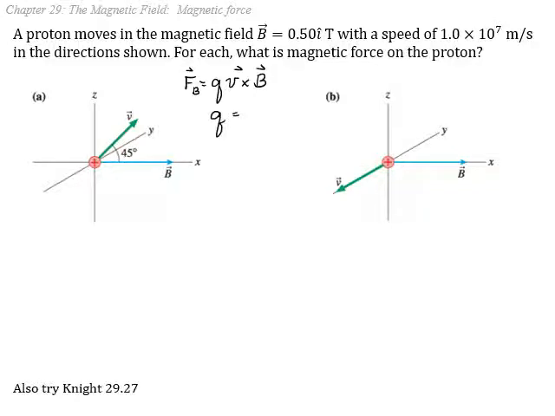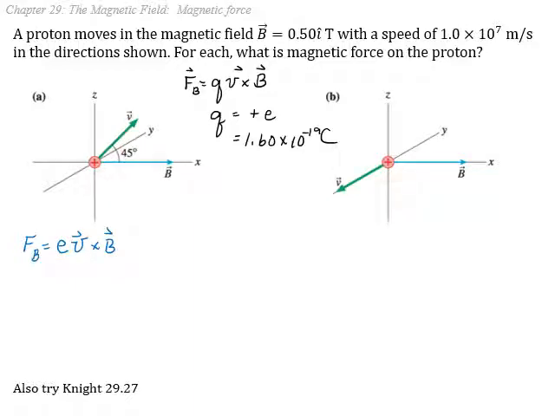In both cases, Q stands for the charge on a proton, which is plus the fundamental charge, or positive 1.6 times 10 to the minus 19 coulombs. Let's get started with part A. We'll write down the equation. F_B equals our charge, I'm just going to write that as e, times V crossed with B.